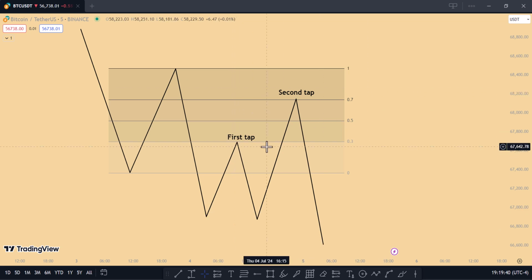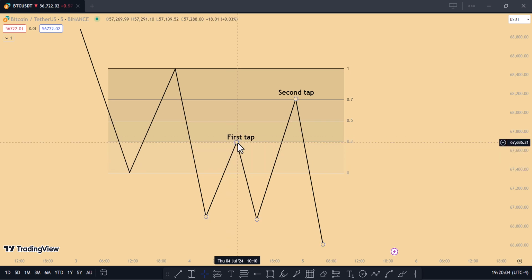So how do you make use of this information right here? That the first top usually happens around the 30% level and the second top usually happens above the 50%. How can you use this information? Well, you can use it in 2 different ways. First of all, you can take a quick scalp right here when price starts rejecting from the 30%.